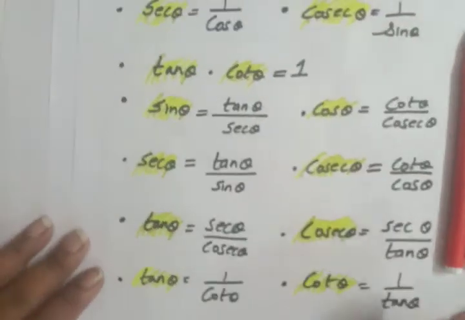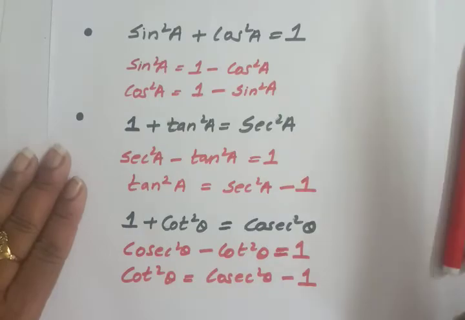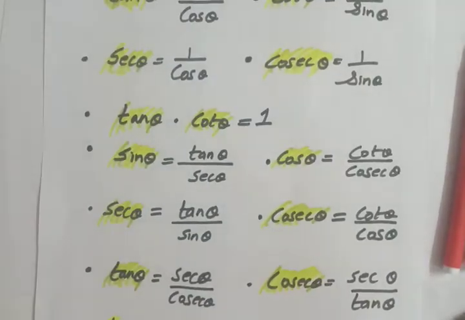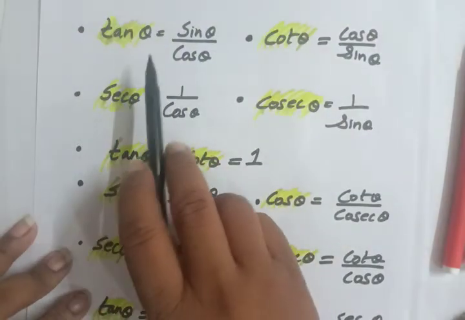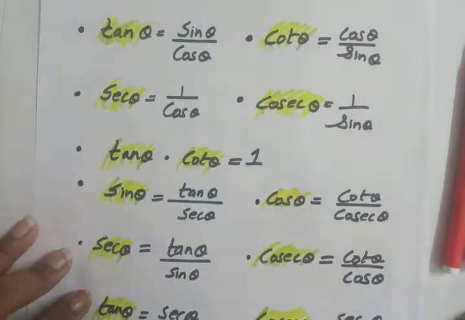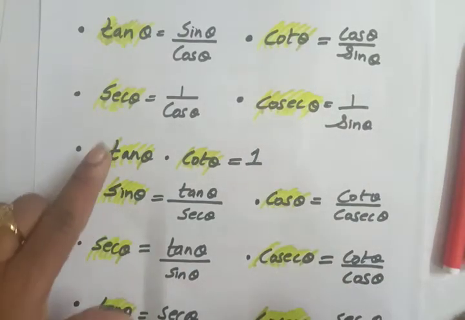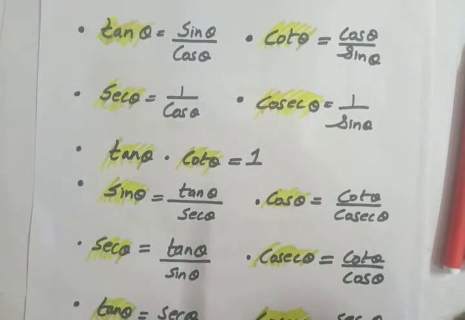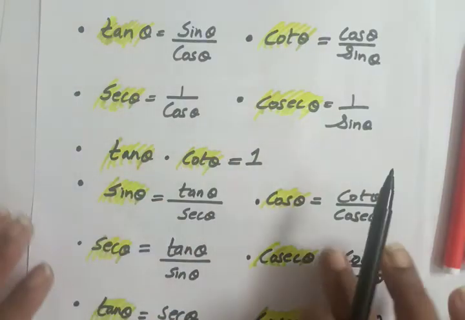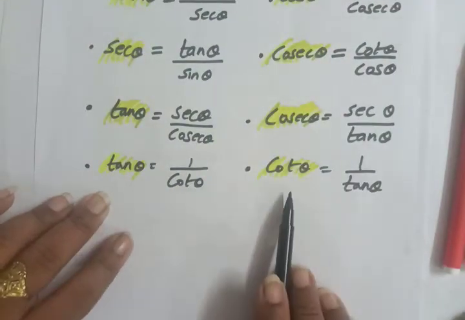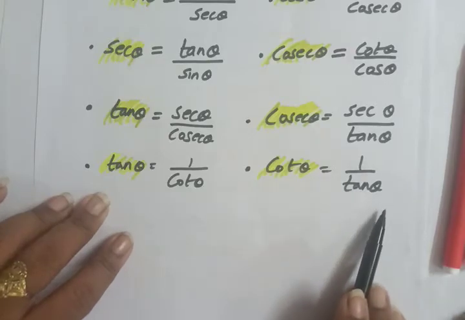Yes, these are the three identities, and these are very important. But what I am talking about, the 6: tan theta is equal to sin theta upon cos theta, cot theta is equal to cos theta upon sin theta, sec theta is equal to 1 upon cos theta, and cosec theta is equal to 1 upon sin theta, or vice versa, cos theta is equal to 1 upon sec theta and sin theta is equal to 1 upon cosec theta, and tan theta is equal to 1 upon cot theta, or vice versa, cot theta is equal to 1 upon tan theta.